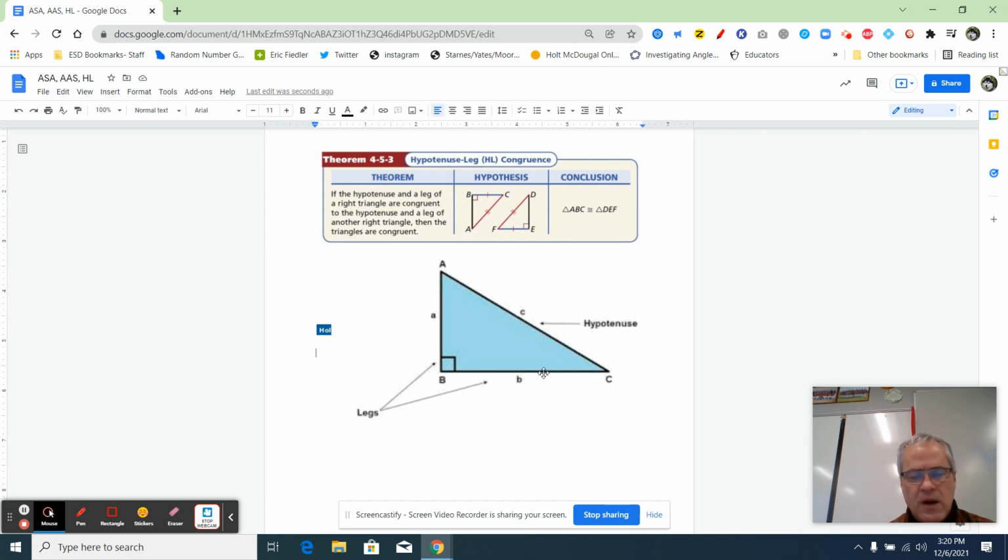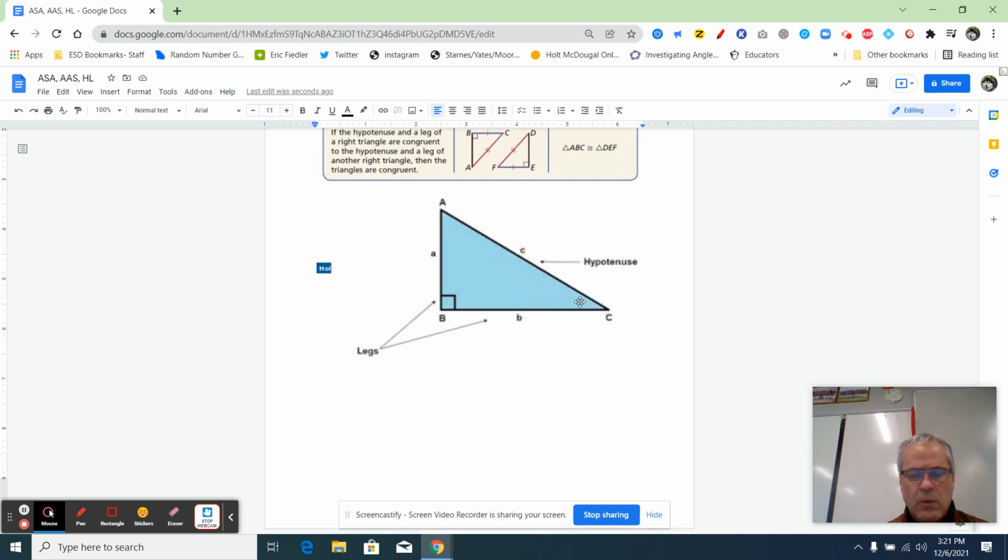And in a right triangle, the side that's opposite the right angle is called the hypotenuse. The other two sides are called legs. So, three things have to take place if you're using the hypotenuse leg. Right triangle number one, you have to have the hypotenuses of the two triangles congruent, and you have to have one of the two legs in the two triangles congruent as well. And then you can use the hypotenuse leg theorem.